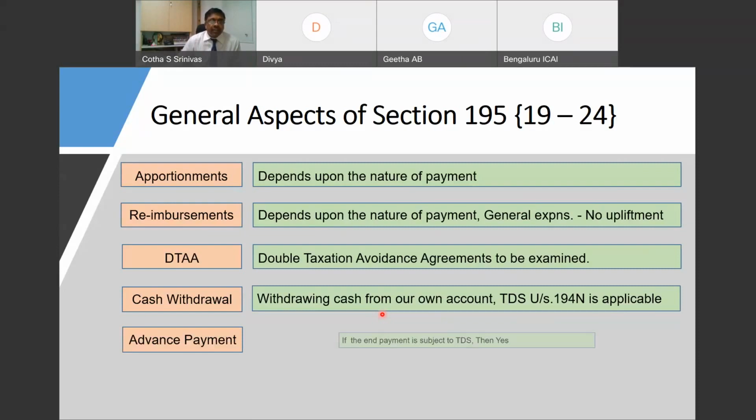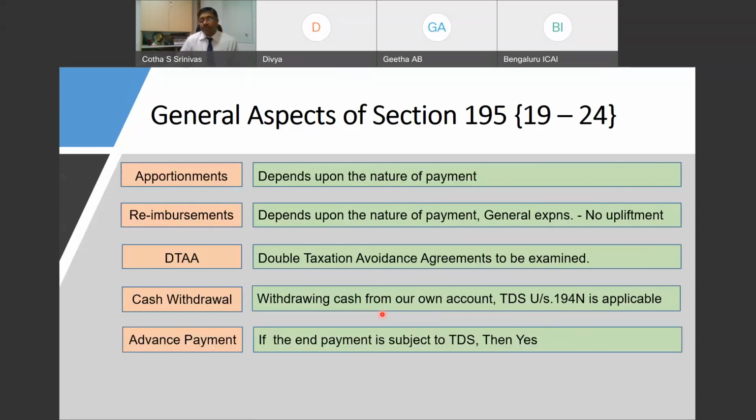Advance payment: whether TDS is required on advance payment? Yes. Similar to resident TDS, we know if the end payment is subject to TDS, then even for advance payments, TDS has to be deducted.